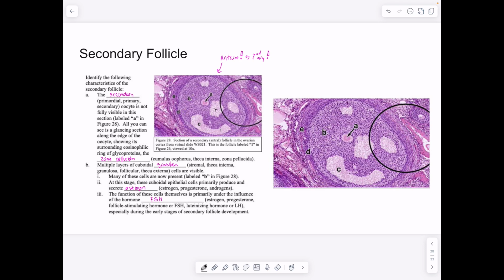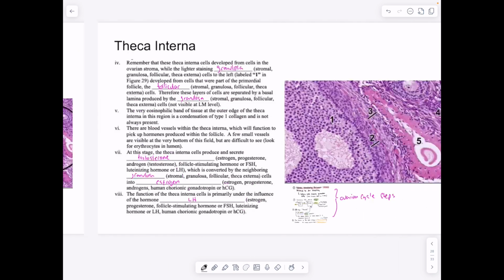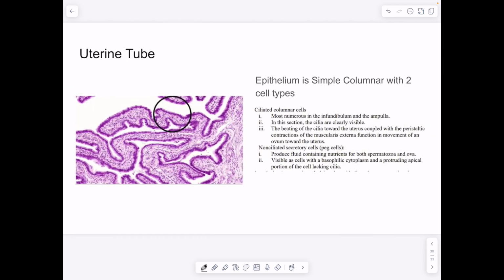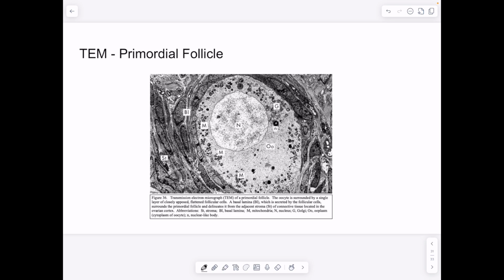So here we have an antrum. This is secondary. And you can see a little bit of zona pellucida there, which is nice. Theca interna cells, you can see, are past the basement membrane, remember, because theca interna cells were actually part of the stroma. And here's theca externa cells, here's just stroma cells. This is an atretic follicle, so cool. Uterine tube, we said, is highly folded, and it's going to have ciliated columnar cells, and then those peg cells for nutrient production.